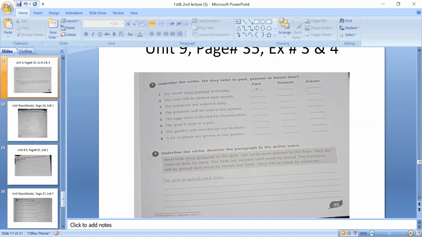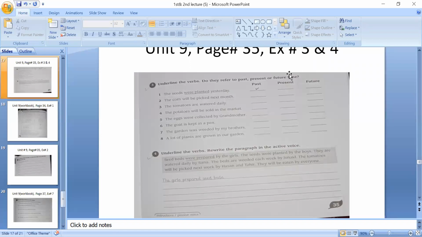Exercise 3. I am going to read it. Underline the verbs. You have to underline the verbs as I have already told you about present, past, and future verbs. Do they refer to past, present, or future time? Please be attentive, all of you.